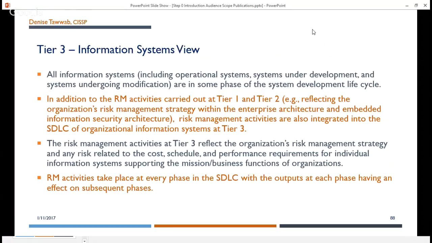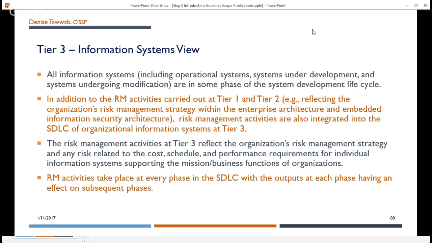In addition to the risk management activities that are carried out at tiers 1 and 2, risk management activities are also integrated into the systems development lifecycle of organizational information systems at tier 3. The risk management activities at tier 3 reflect the business's risk management strategy and any risk related to the cost, schedule, and performance requirements for individual systems supporting the business functions of the organization.